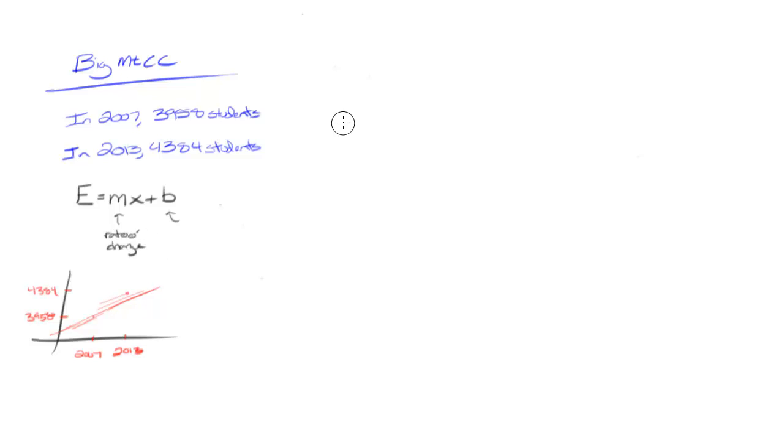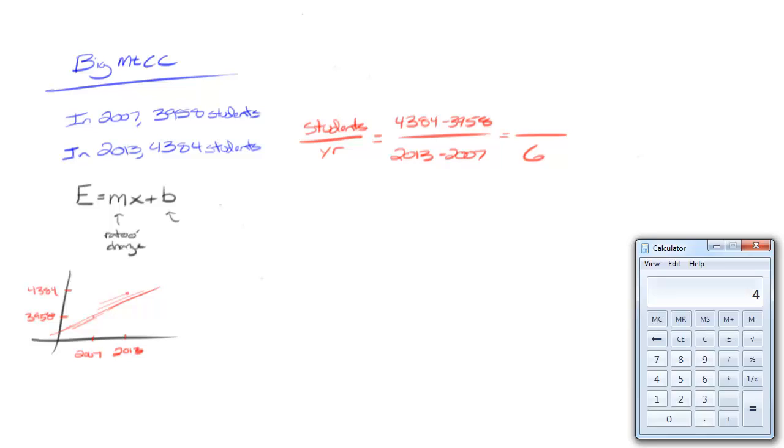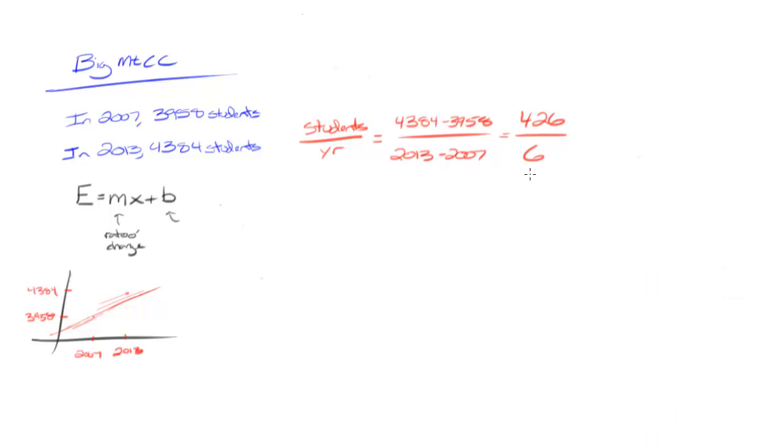Let's find m first. To find this rate of change, in this case it's going to be students per year. What we need to find are the average number of students that are coming to this college per year, in this case part-time students. To do that, we just subtract the number of students to find the difference in the number of students per year. And we subtract the years to find out how many years it took to get this number of students. In this case, what we get is in 6 years, we had a difference of, let's do this calculation here, 4,384 minus 3,958. That gives us 426 students. So what that means is in the 6-year span between 2007 and 2013, we gained 426 more students.